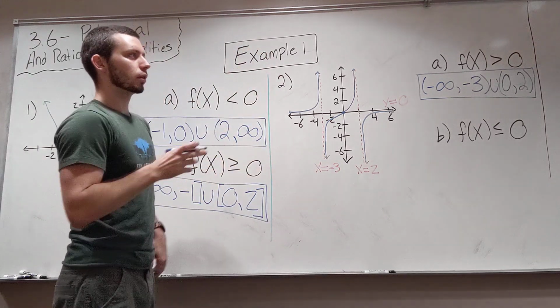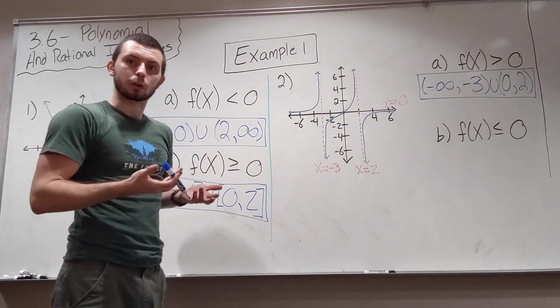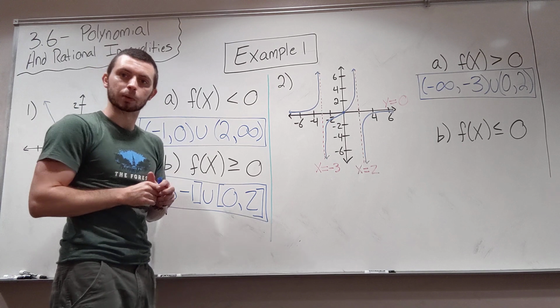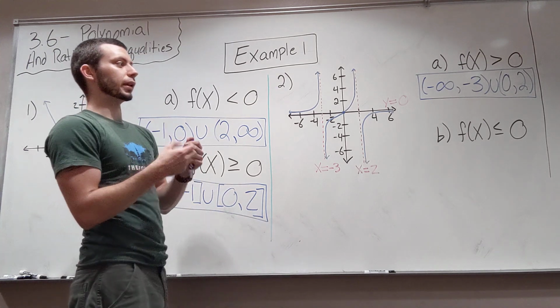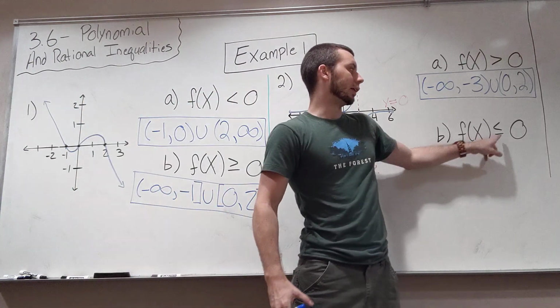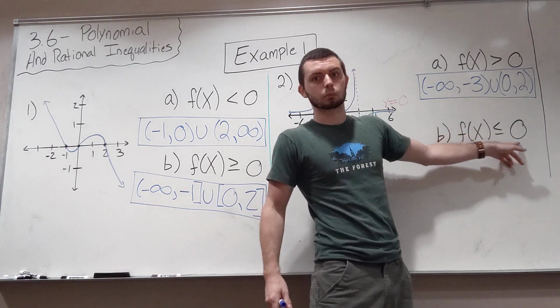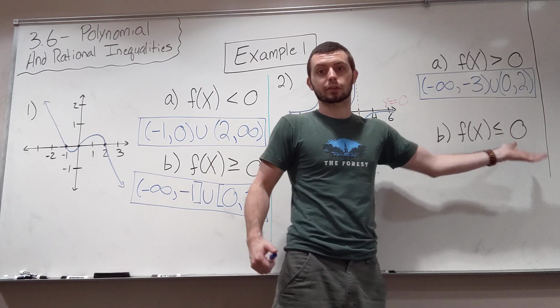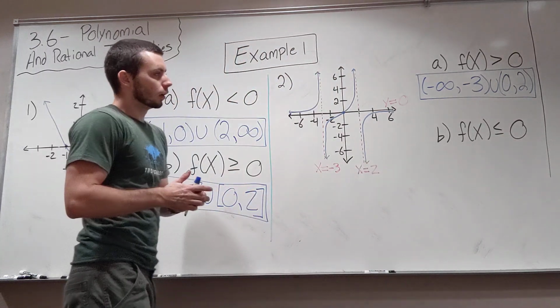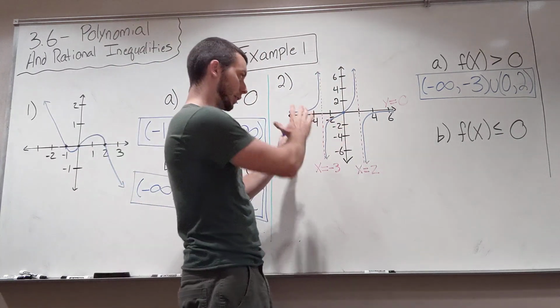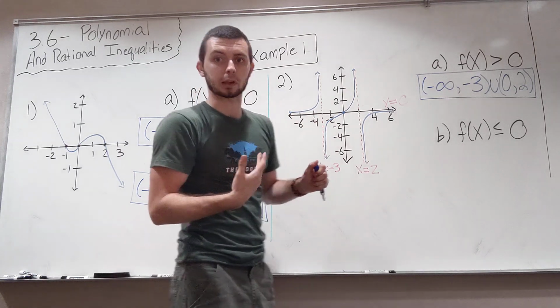And then part B, well, it flips the inequality sign and it adds an equal to component. So let's look for all the places where the function is below or equal to the x-axis, or when the y values are less than or equal to 0. So we can go ahead and just simply identify them first and then notate them second.